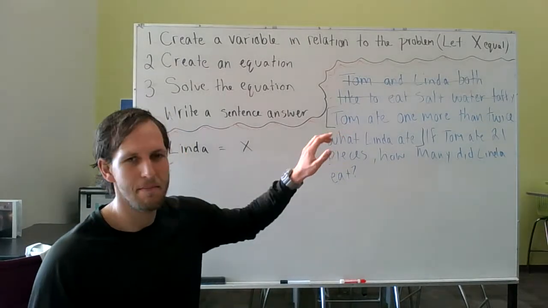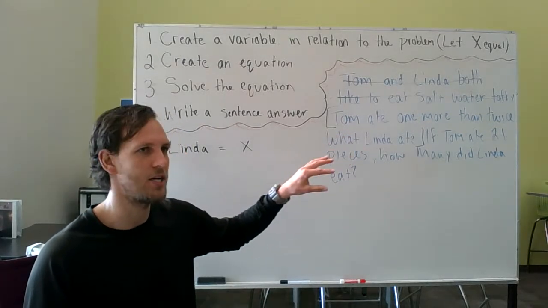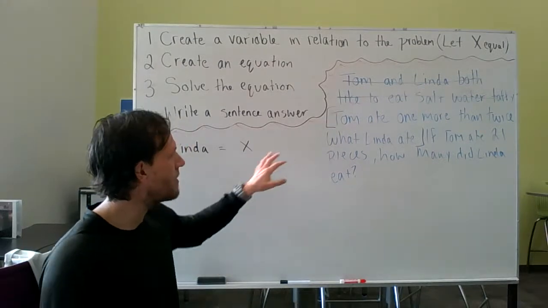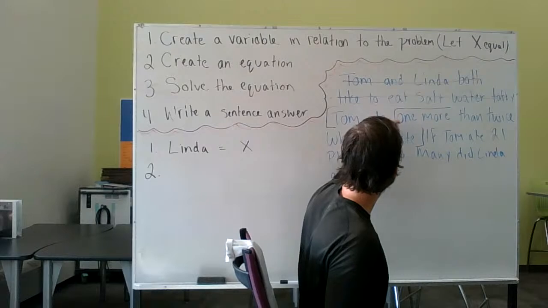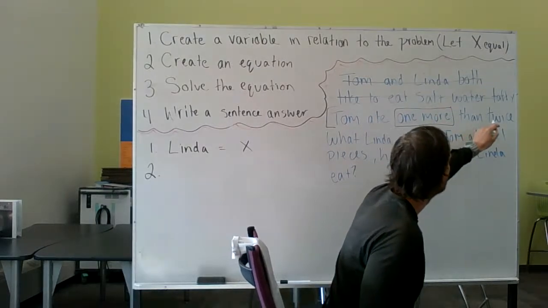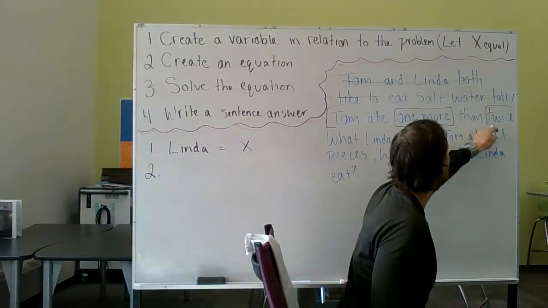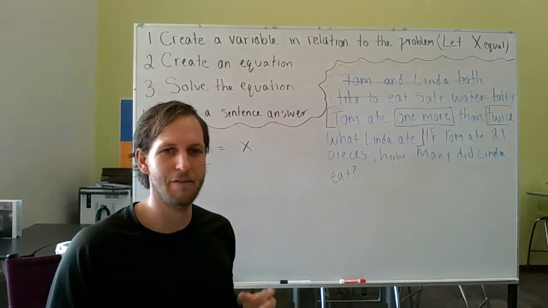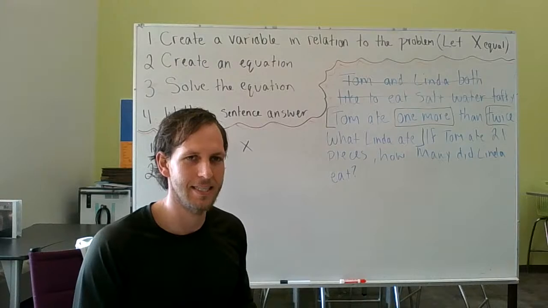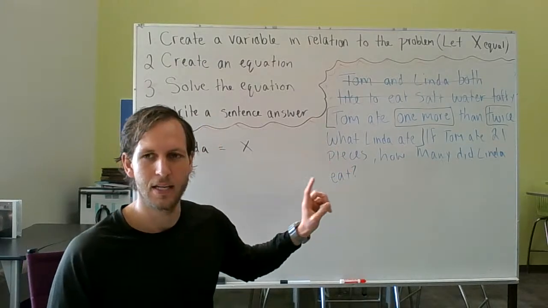We need to identify the math terms in this equation. So if I look at this, "Tom ate one more" is a kind of math phrase, and "twice" is another math phrase. If I can identify the math phrases in the word problem, that's a great strategy for us.